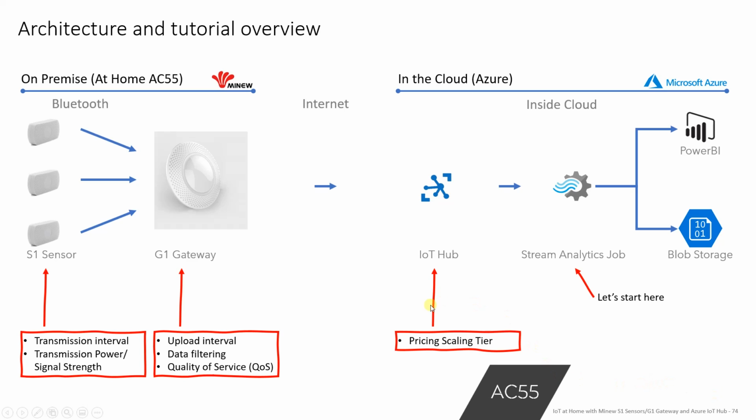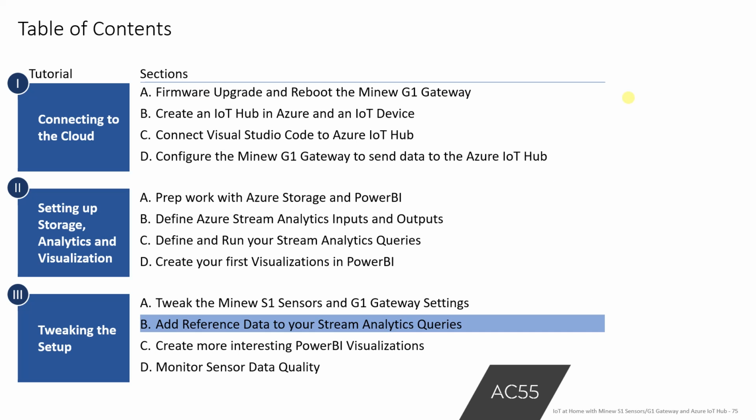We've covered some of the topics around the pricing scaling tier. We've covered how we can change the transmission interval on the sensors, how we can change the transmission power on the sensors to make sure that we get data coming all the way through to the cloud. We've gone through and looked at how we can change the upload interval on the G1 gateway and how that impacts the consumption of messages within our free tier. We talked about data filtering and how we can take out redundant data. And we've talked briefly about the quality of service, how that impacts the number of messages that we consume within the free tier. Next, we'll talk about how you add reference data to your stream analytics queries.